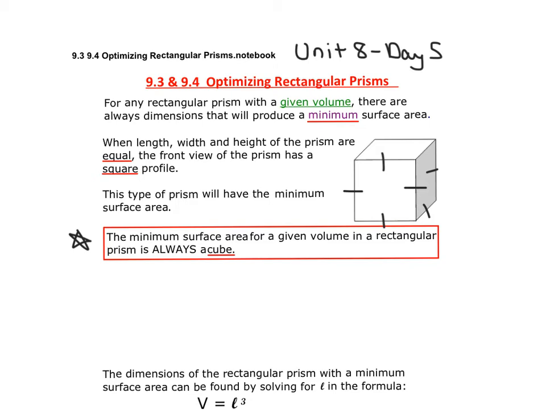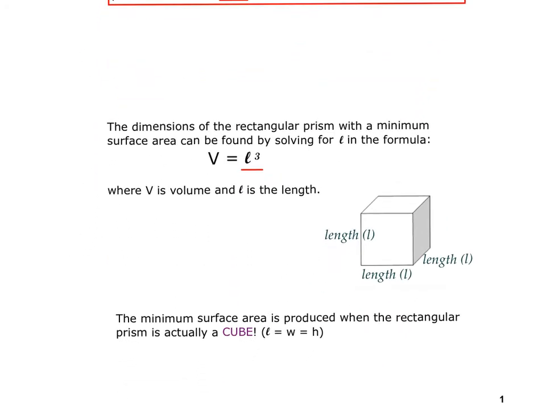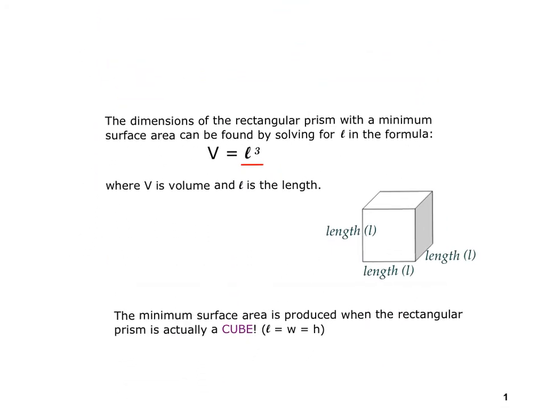For some of you, if you're doing a question like that, it might be a light bulb moment, okay? The dimensions of a rectangular prism with a minimum surface area can be solved by using the formula volume equals length to the exponent of 3. Or some of you will use volume equals side to the exponent of 3. That's fine, okay? We've already worked in reverse in some of these problems, so this really isn't a crazy new concept for you.